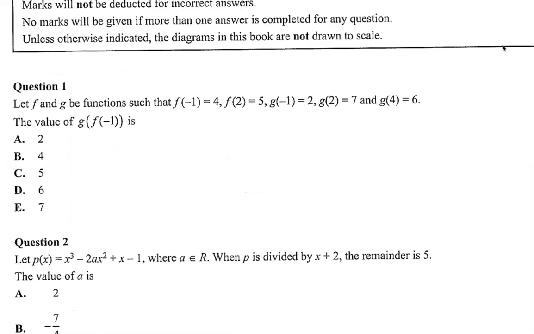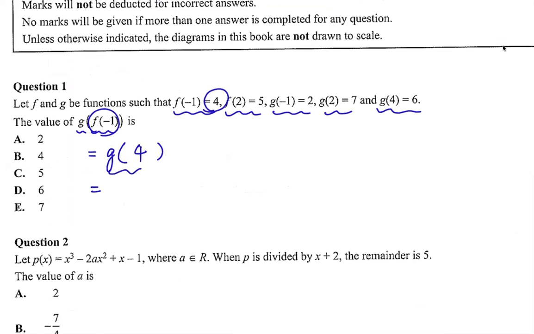Here comes the very first question. So you have 4 statements. The value of g of f of minus 1 is g of the value of f of minus 1. Here comes 4. So what is g of 4? It's 6. Therefore, we choose D.